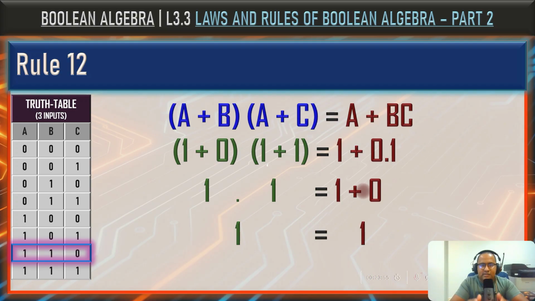This kind of reasoning is essential, because from this point on, Boolean algebra will no longer feel like a collection of isolated rules, but like a consistent and logical system that you can navigate with confidence.